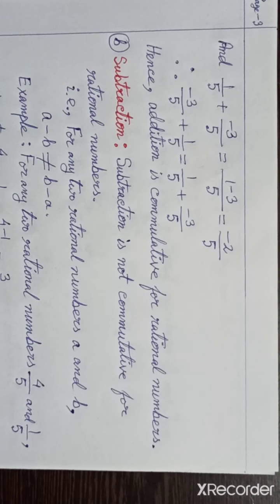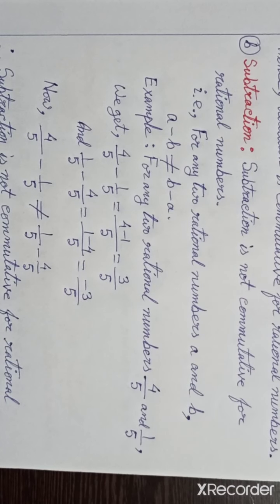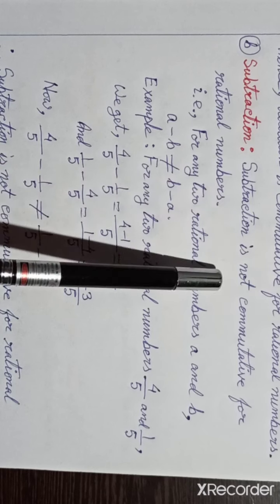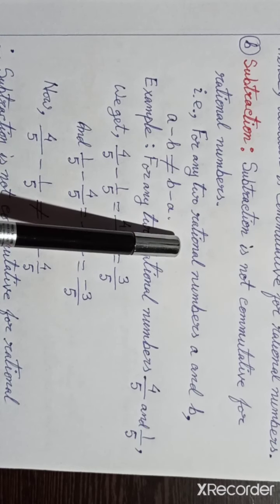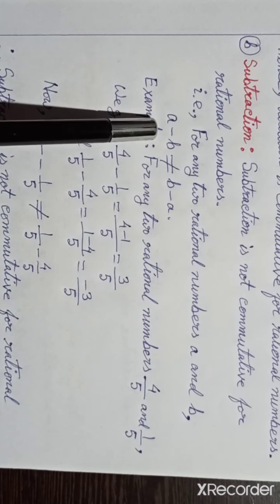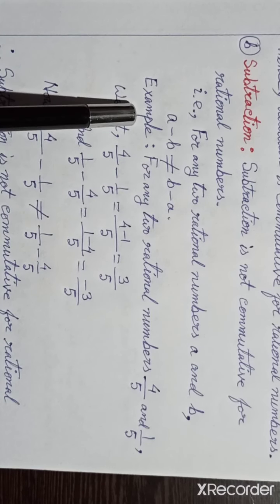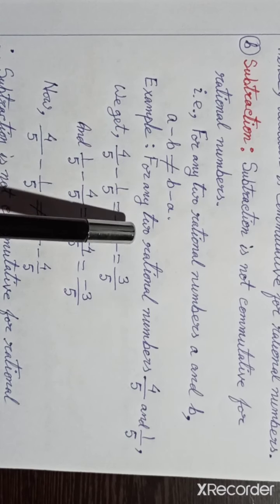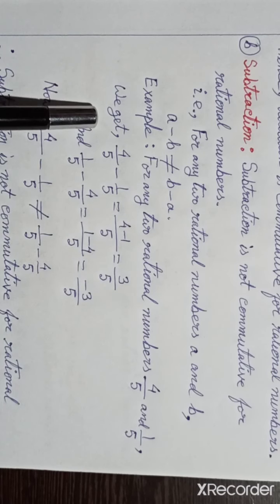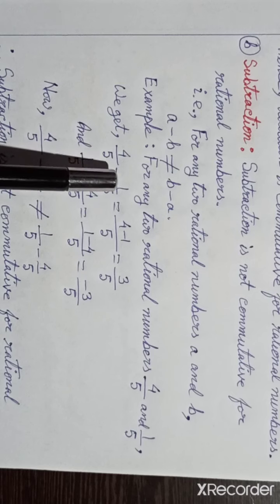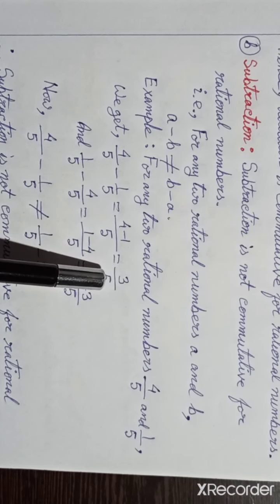Next is subtraction. Subtraction is not commutative for rational numbers. That is, for any two rational numbers a and b, a minus b is not equal to b minus a. Example, for any two rational numbers 4 by 5 and 1 by 5, we get 4 by 5 minus 1 by 5 is equal to 4 minus 1 by 5 is equal to 3 by 5.